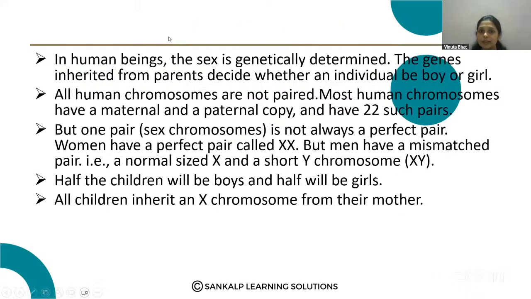In human beings, the sex is genetically determined. The genes inherited from parents decide whether an individual will be a boy or a girl. All human chromosomes are paired. Most human chromosomes have a maternal and a paternal copy, so we have 22 such pairs.